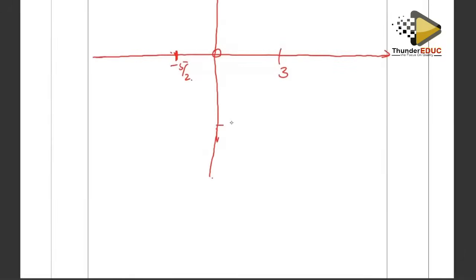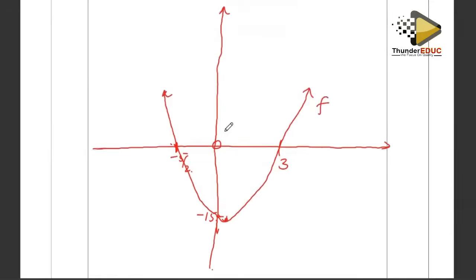-15. Because the turning point was 1/4, slightly somewhere there. Okay, so sketch that. Let's just have that as our f. Remember, it's a sketch. What we need will be the intercepts. This is our turning point, perfect.